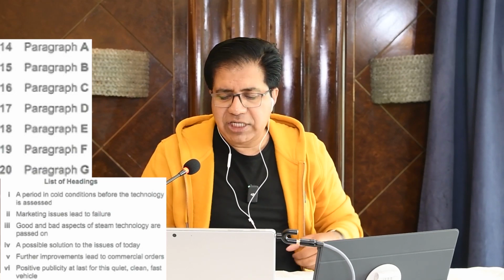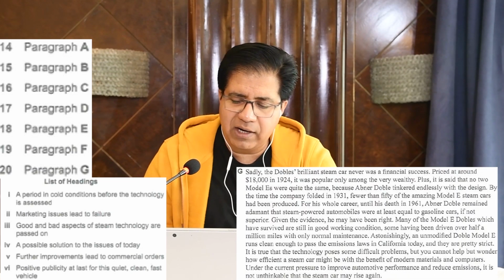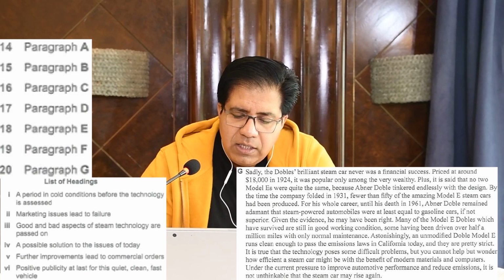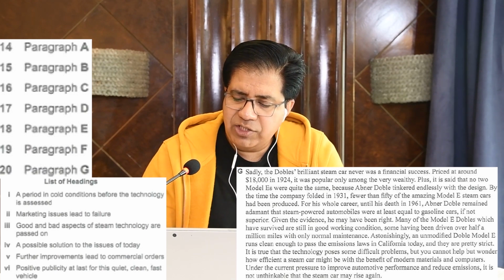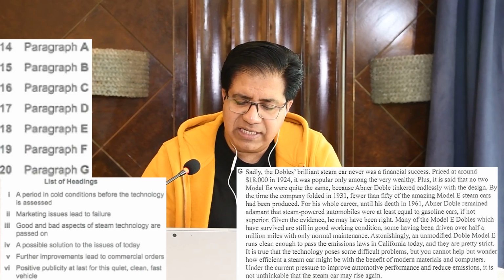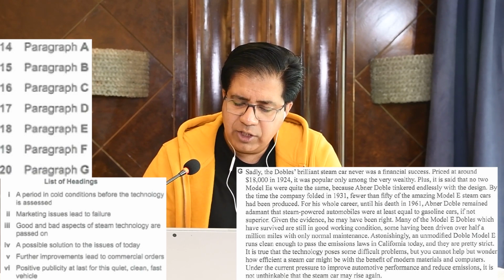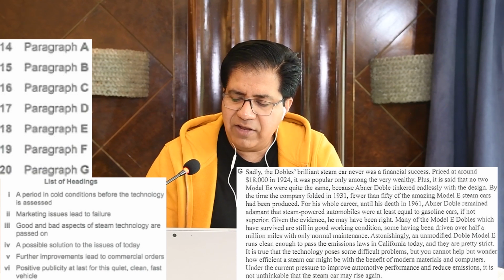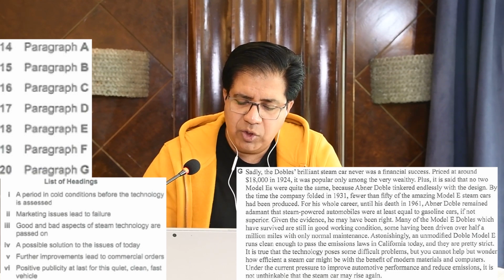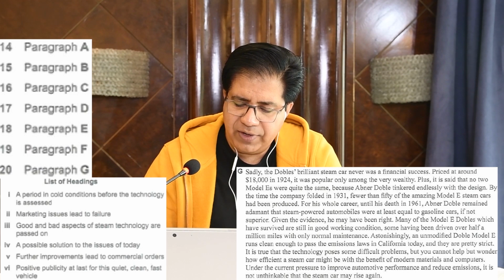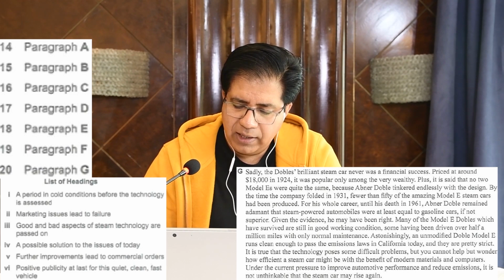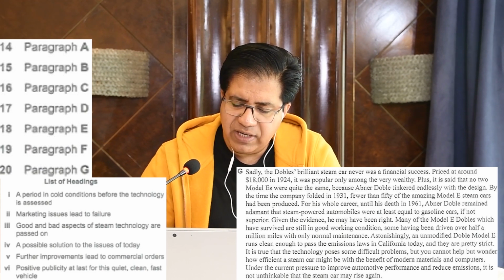Paragraph G. Okay, let's go on and do paragraph G. Sadly, Doble's brilliant steam car never was a financial success. Priced at around $18,000 in 1924, it was popular only among the very wealthy. Plus, it is said that no two Model Es were quite the same because Abner Doble tinkered endlessly with the design. By the time the company folded in 1931, fewer than 50, we read it already.